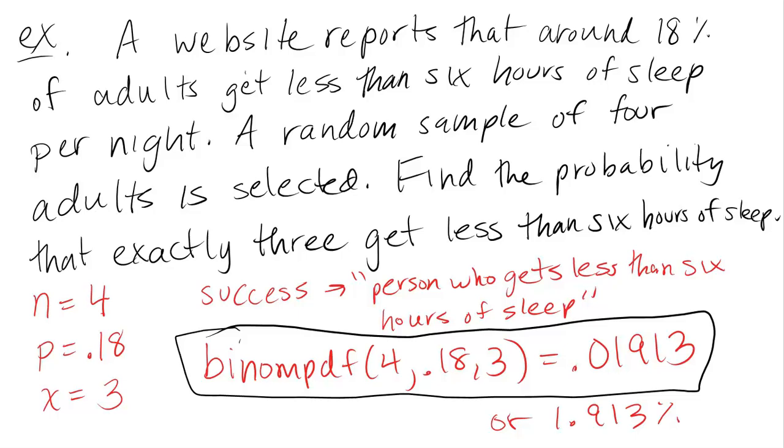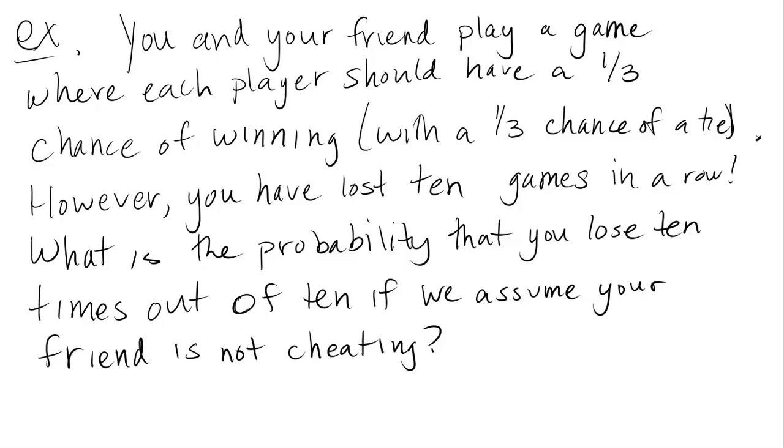Let's look at another example. It says you and your friend play a game where each player should have a 1/3 chance of winning with a 1/3 chance of a tie. So there's a 1/3 chance that you win, there's a 1/3 chance that your friend wins, there's a 1/3 chance of a tie. A good example of this is rock, paper, scissors. If either player employs a completely randomized strategy, then they have a 1/3 chance of winning, a 1/3 chance of losing, and a 1/3 chance of a tie.